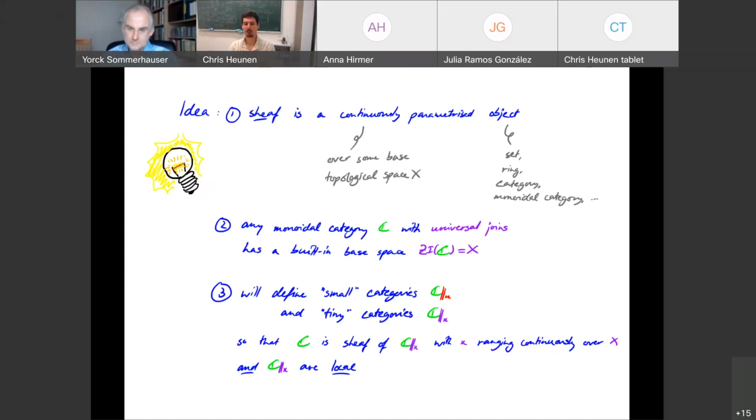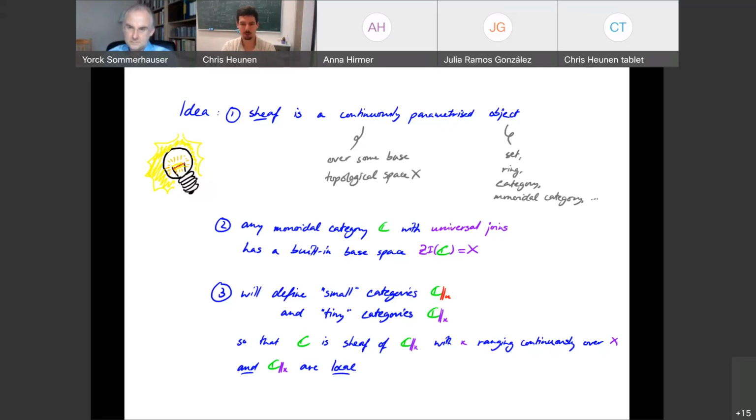And to say that they vary continuously, we need to talk about the small ones over opens. So eventually what we'd like to say is that C, the big monoidal category, is a sheaf of the C_X's, the tiny ones, where the point ranges continuously over this base space of central idempotents. And moreover, all the tiny ones, I will prove that they're tiny in the sense that they are local, as we talked about. So if you take one of the tiny categories, their central idempotents will be a lot like a singleton space, right? You can't make them any tinier in that sense. So that's the plan for today. I hope that makes sense.